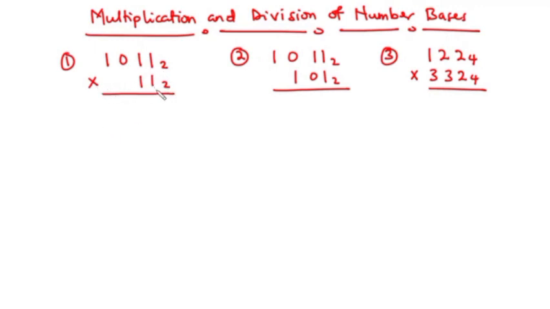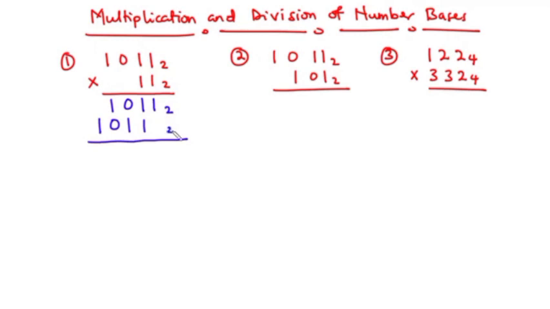Now let's multiply. 1 times 1 is 1. 1 times 1 is 1. 1 times 0 is 0. And then 1 times 1 is 1. Now let's move on to the second value. 1 times 1 is 1. 1 times 1 is 1. 1 times 0 is 0. And then 1 times 1 is 1.